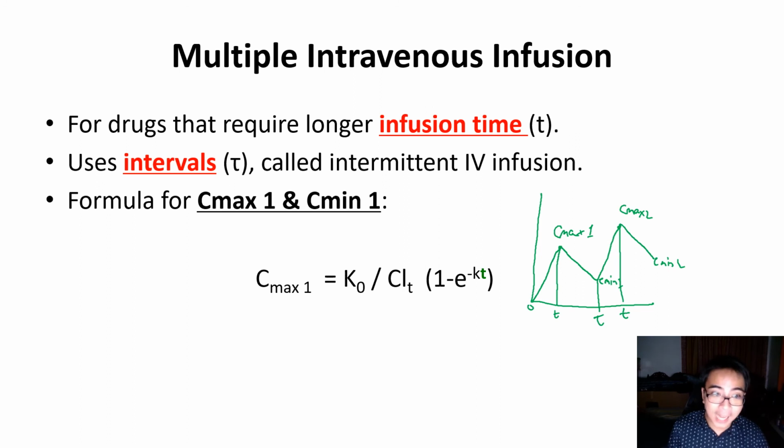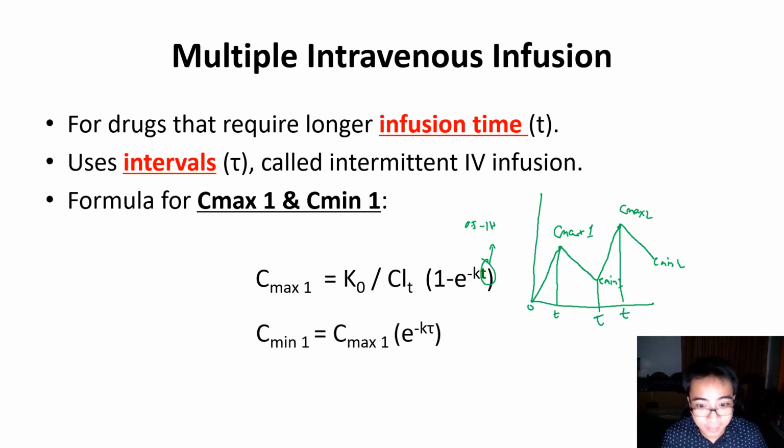So, the formula, class, for Cmax1 is pretty much similar to the formula na ginagamit natin sa continuous IV infusion. Yun nga lang, determined ko na yung T na to, itong infusion time na to. Alam ko na yan, and that is usually 0.5 to 1 hour. Again, depende yan ha. Pwede rin naman 2 hours to. Okay? So, that will be the equation for Cmax1.